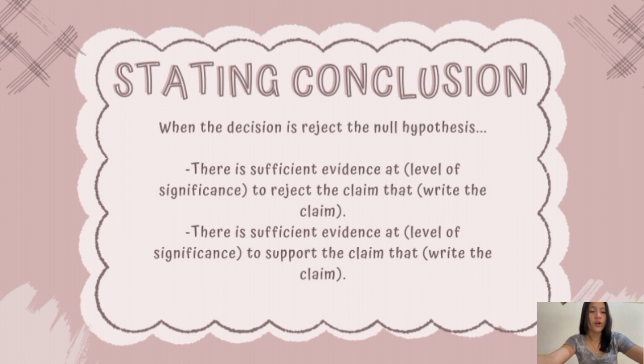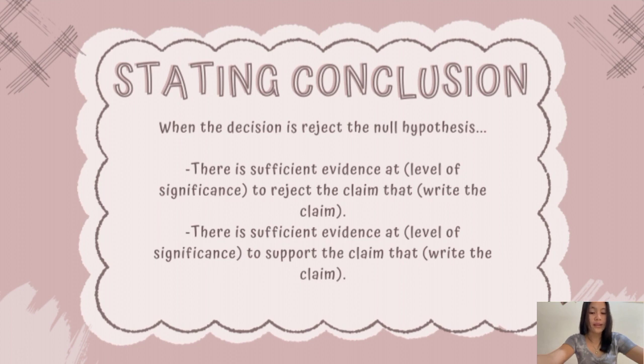Stating the conclusion. The conclusion is the interpretation of your decision that includes 3 factors. Number 1, whether there is sufficient or insufficient evidence. Number 2, the level of significance. And number 3, whether to reject or support the claim. So when the decision is reject the null hypothesis, you state there is sufficient evidence. There is sufficient because you reject.